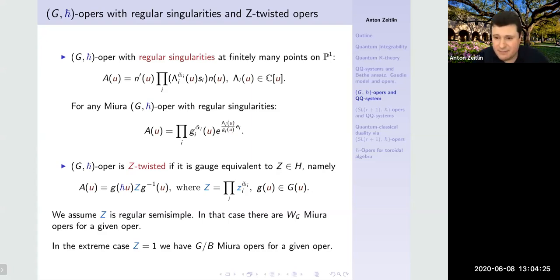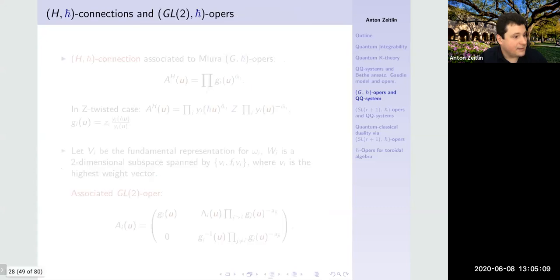Okay, and when Z is regular semi-simple, and this is what we are aiming for, because this is what we need to take the trace, this is the optimal choice. So there are Miura opers for a given oper, because a Miura oper is also an oper, right? But there are several Miura opers for a given oper, because there are several choices you can make for B plus, for that B plus reduction which your connection preserves. So in the extreme case, when Z is equal to 1, there is G mod B Miura opers. Okay, I think I said everything I wanted here.